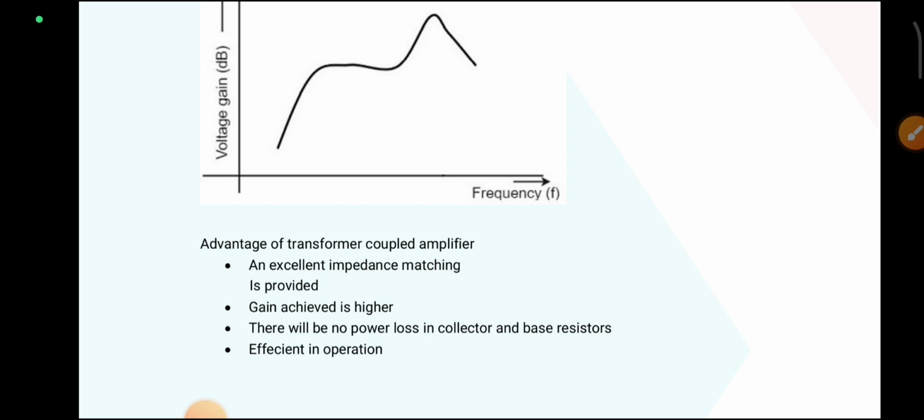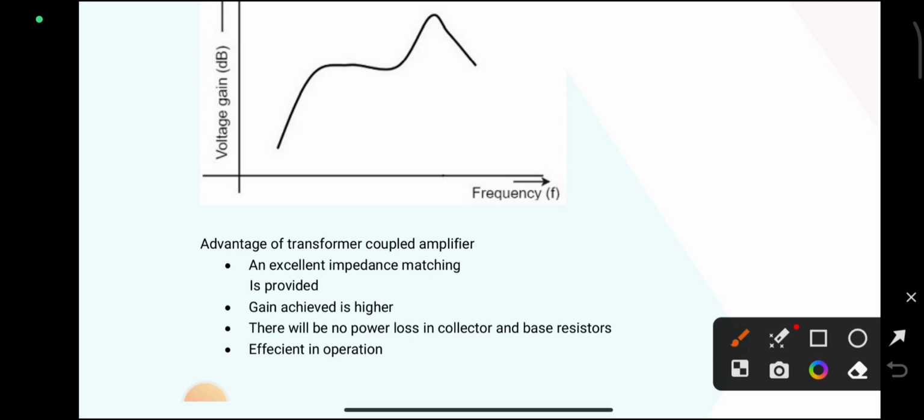In the RC coupled amplifier, the output impedance of the first stage is very high. The input impedance of the second stage is very low. So that's why the effective resistance is very low. It is the major drawback in the RC coupled amplifier. But it is overcome in the transformer coupled amplifier. So this is the major advantage.